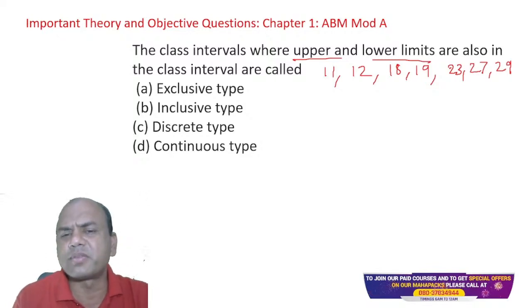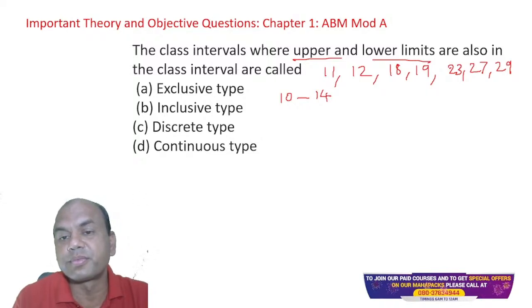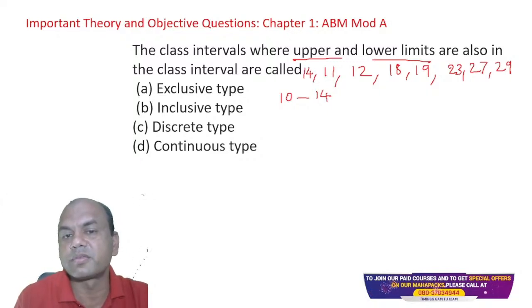See, let me start with a simple one. Now I can arrange it this way also. 10 to 14. And there I'll write both inclusive. 10 also included and 14 also included. Okay. Let me add one number over here, that is, let's say 14. So this is 10 to 14.